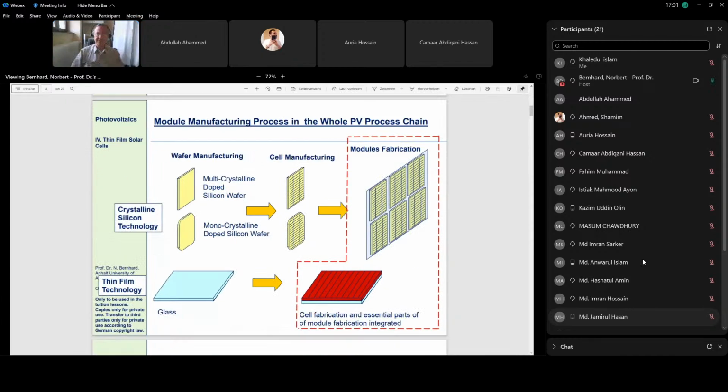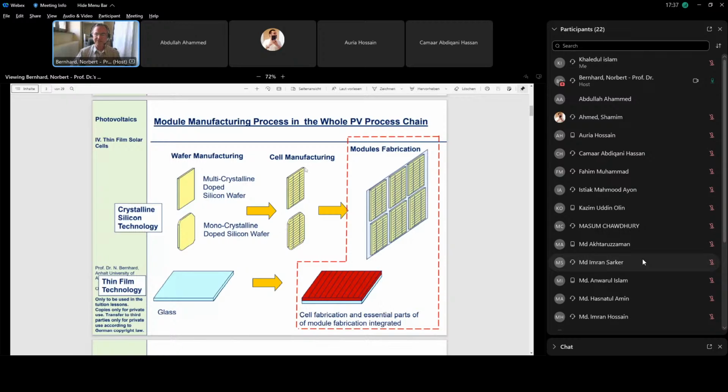This picture you saw already several times in different versions. Now I have here this red dashed frame around what is called, on the crystalline silicon technology line, module fabrication. And on the thin film line, we know already basically the module is made together with the solar cell, at least essential parts of the module, more than half of the module is already made together with the solar cell.